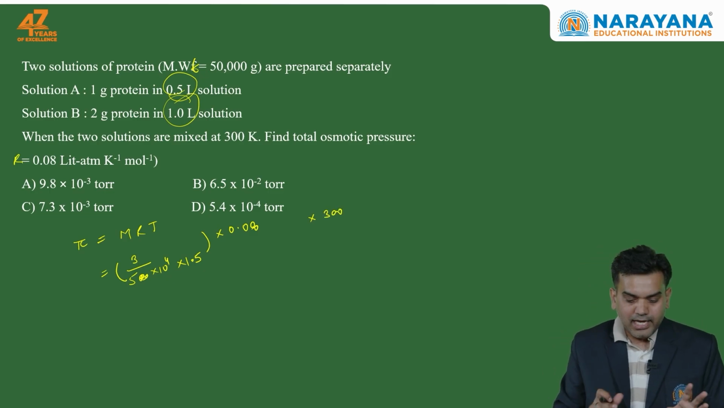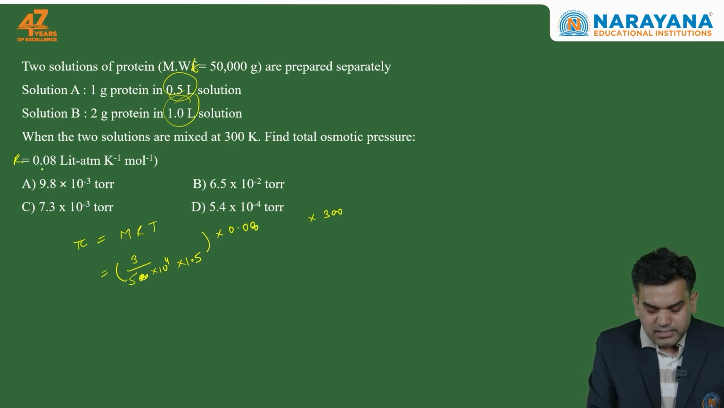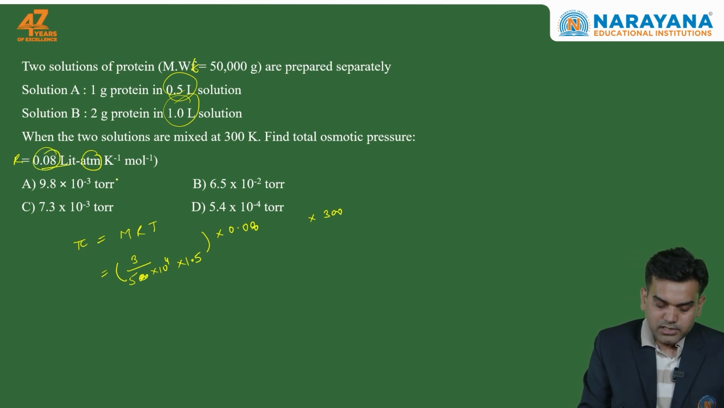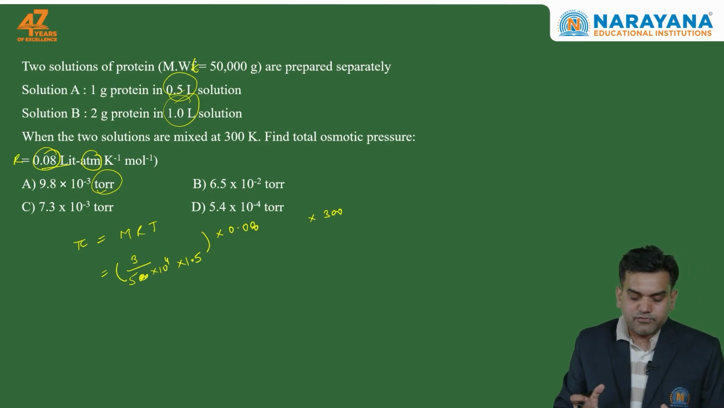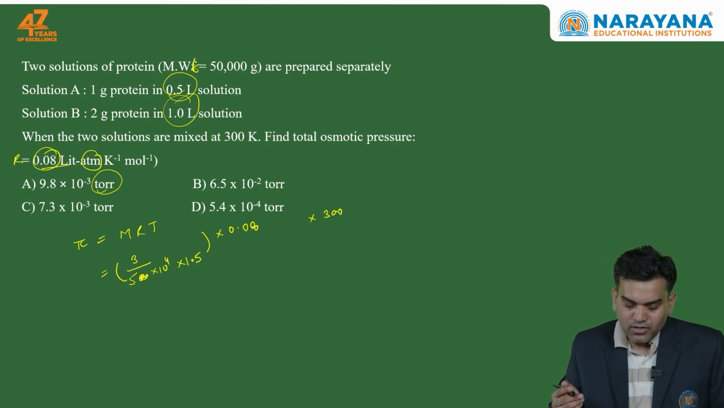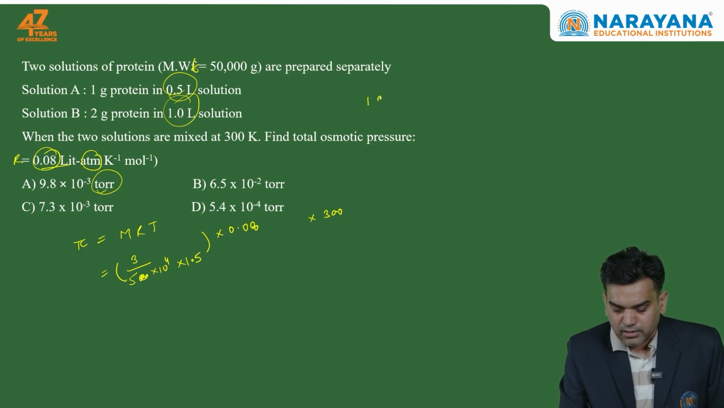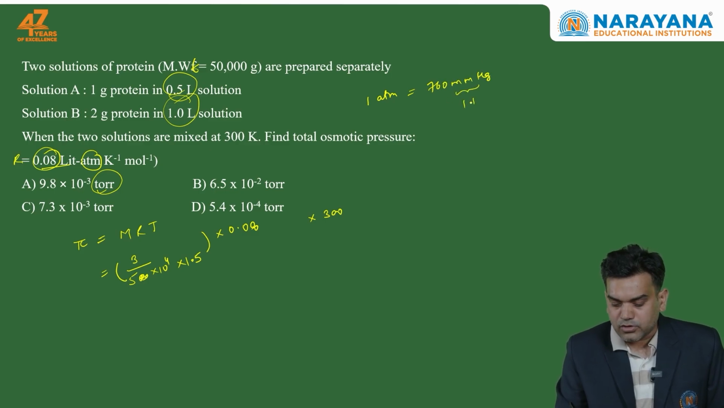So just try to see the things clearly, carefully. The value of R is given in ATM. It is 0.08. And they're asking the osmotic pressure in terms of torr. So either I can find out this value in terms of ATM and then multiply the 760 factor to convert this value into torr, or I can directly convert the value of R in terms of torr. One thing that we know is 1 ATM is equal to 760 mmHg, or 1 mmHg is equal to 1 torr. So this value is 760 torr.